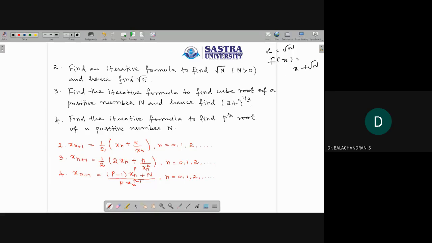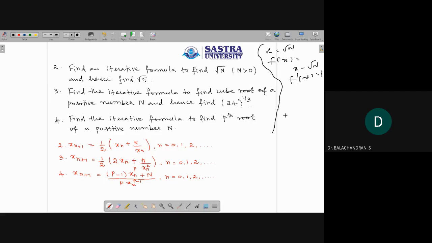And then you should find f dash of x. So try to find the iterative formula for root n. If you do it like this, f dash of x is equal to 1, so you don't get it. f dash of x is equal to 1. So what can we do?